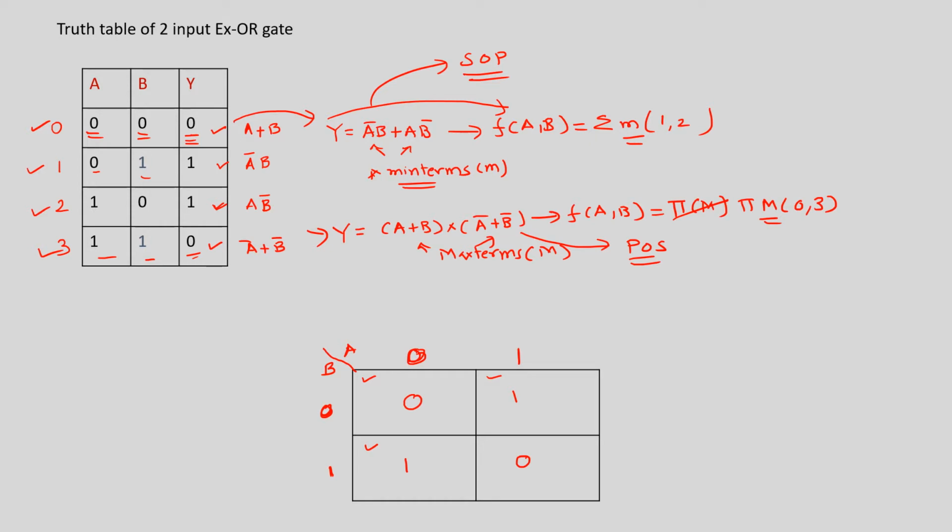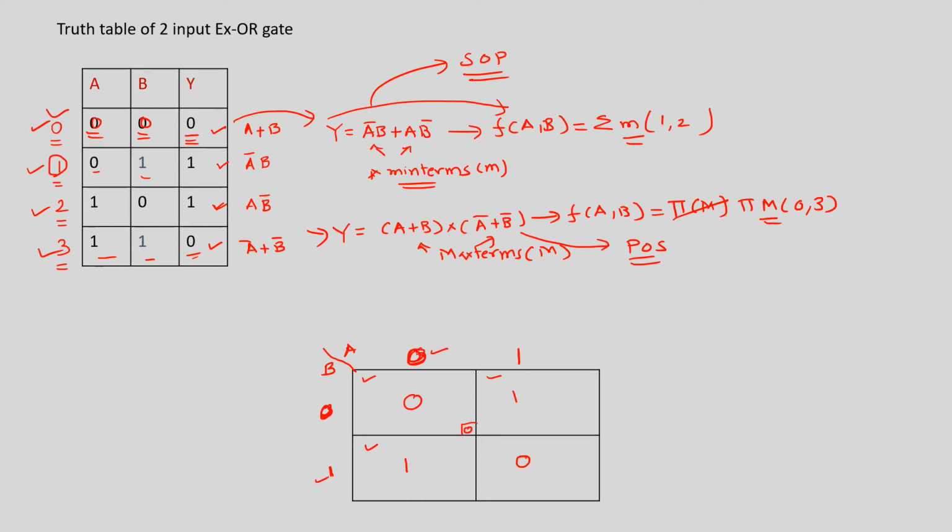Now, these decimal equivalents which are shown in the truth table, we can write them in the K-map also. So 0 0 is represented by 0. So this is 0, this is 0. So this is represented by this 0 decimal equivalent. 0 and 1, it is represented by 1.